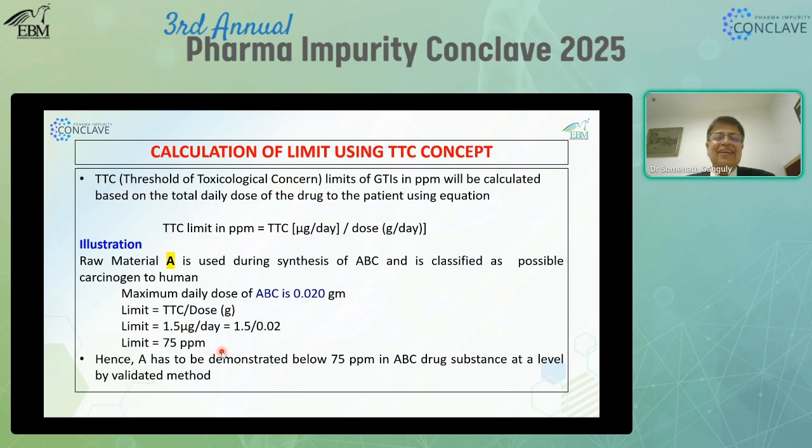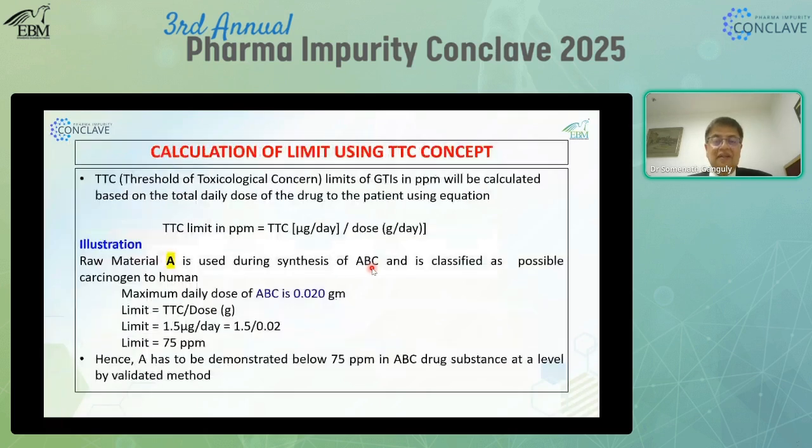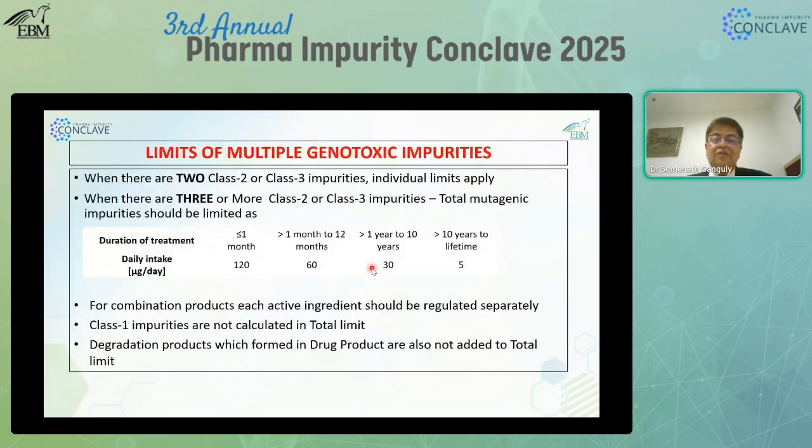I am sure, and again I am just repeating. Now if there are more than two impurities, class 2 or class 3 impurities, then basically everything is the same, but these numbers are different. If you go by the previous one, this is changing. So then you have to calculate accordingly, right?